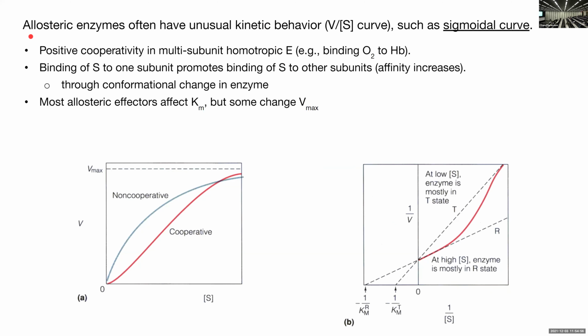And we also talked about this special property of allostery, where it can have positive cooperativity if it is a multi-subunit homotropic enzyme. An example was hemoglobin, where the substrate saturation curve changes from hyperbolic to sigmoidal. And an inhibitor basically works in a similar way here, changing the curve of this substrate saturation.